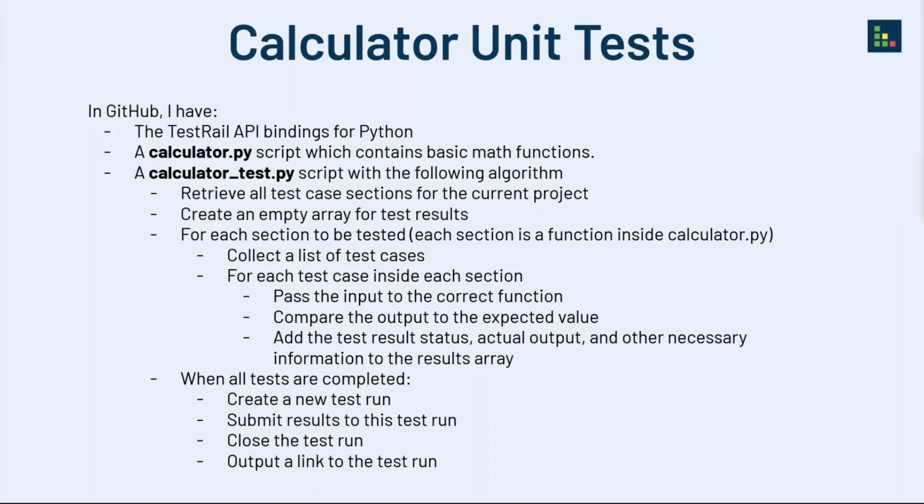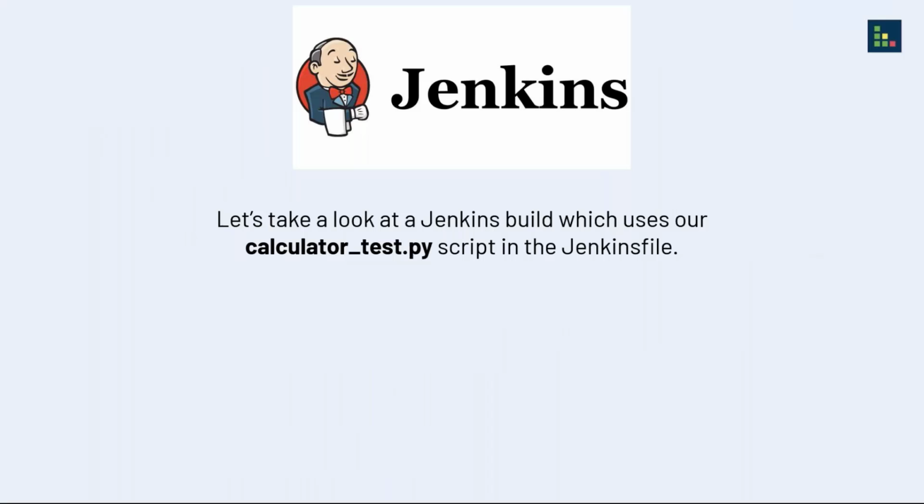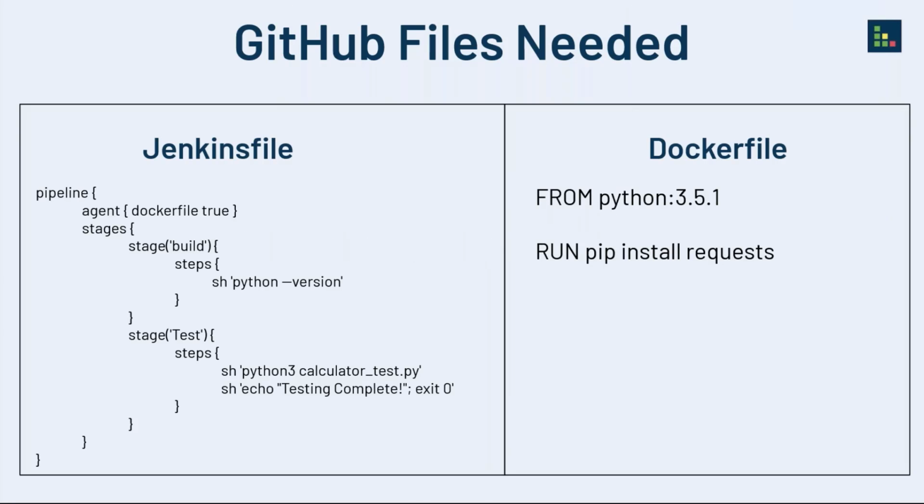So to run this in Jenkins, I have a Jenkins build which uses my calculator test script. To actually implement this in Jenkins, I do need a couple of files in GitHub to support Jenkins. So I have my Jenkins file, which defines my pipeline. And in my test stage, I simply call my Python calculator test script.